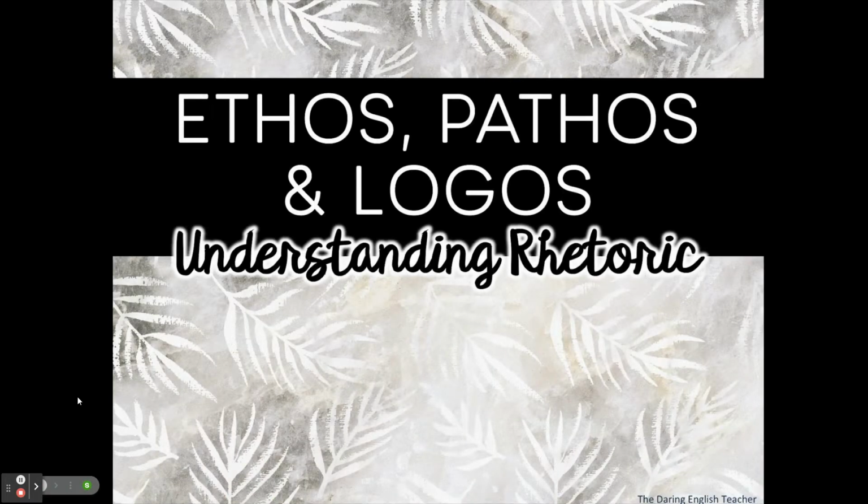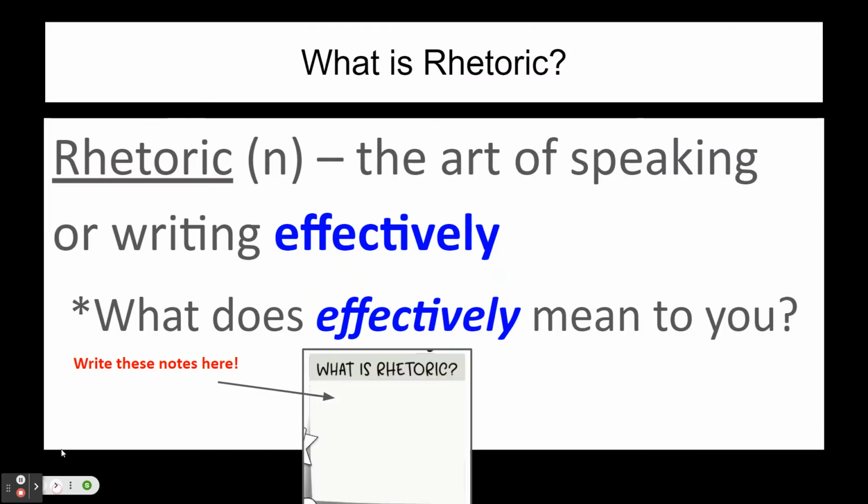All right. Ethos, pathos, and logos, understanding rhetoric. What in the world am I talking about? So, rhetoric. You'll notice on the slides, it will say where to write the notes. So, in red, it says write these notes here, has an arrow pointing. It says what is rhetoric? That is where you should be writing these notes on your note-taking sheet.